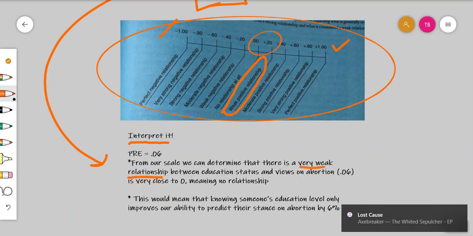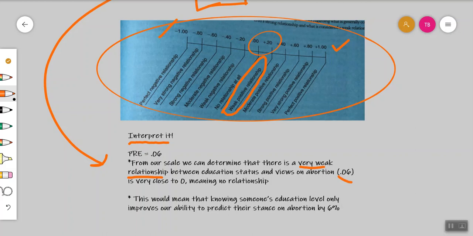Of 0.06. And it's very close to 0, meaning it's very close to having no relationship at all. So there's a very weak relationship between someone's education status and someone's views on abortion. If you were to interpret this a little bit further, this would mean that knowing someone's education level only improves our ability to predict the stance on abortion by 6%. Very, very small relationship, so very weak in predicting things.